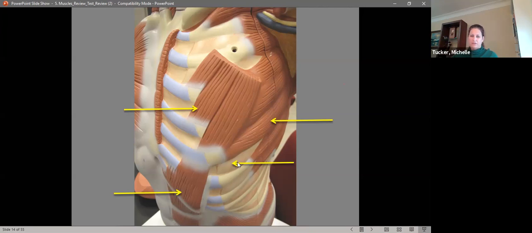We have our external intercostals that are going to increase thoracic volume, and then this would be internal intercostals. This is the beginning of rectus abdominis.